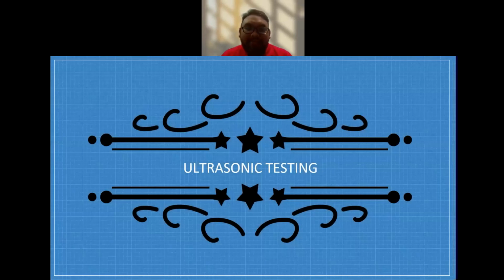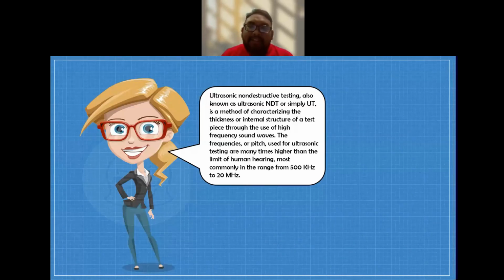Ultrasonic testing. Ultrasonic non-destructive testing, also known as ultrasonic NDT or simply UT. UT is a method of characterizing the thickness or internal structure of a test piece through the use of high-frequency sound waves. The frequencies or pitch used for ultrasonic testing are many times higher than the limit of human hearing, most commonly in the range from 500 kHz to 20 MHz.